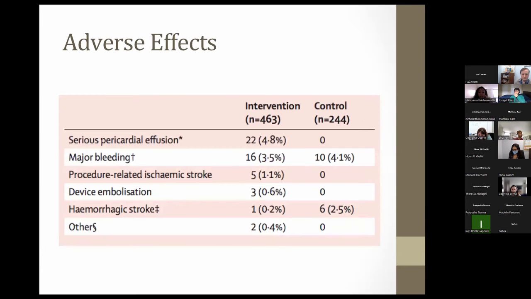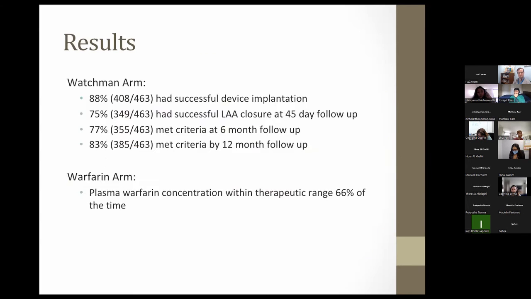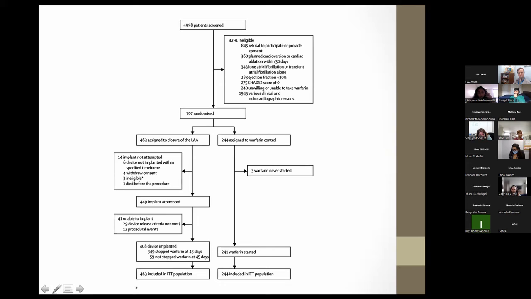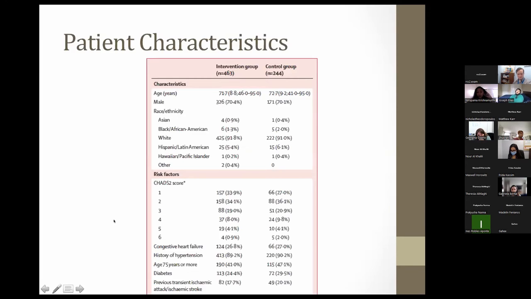If you look at the adverse effects, these are the rates from the overall intent to treat analysis. You can see that a lot of patients had serious pericardial effusions and major bleeding, right? And if you go back to this flow chart, you can see that the device was attempted to be implanted in about 449 patients, but a lot of patients had adverse effects, and therefore only 408 actually received the implantation.